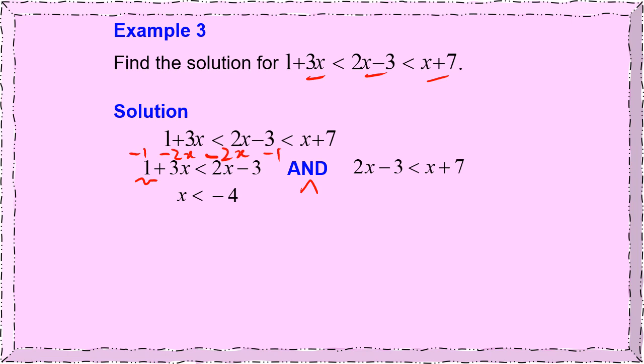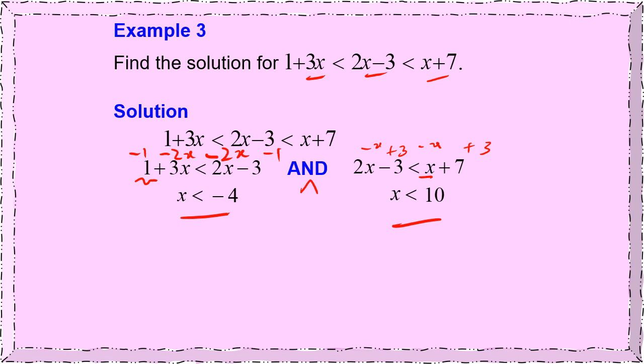And then how about the other inequality? We have to eliminate x on the right side, so we subtract x. And then we have to eliminate negative 3 on the left side, so we add 3. And then what do we get? We have x less than 7 plus 3, which is 10. So we have these two answers, right? x should be less than negative 4 and x less than 10.